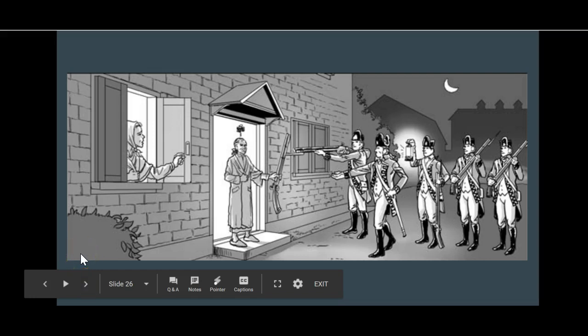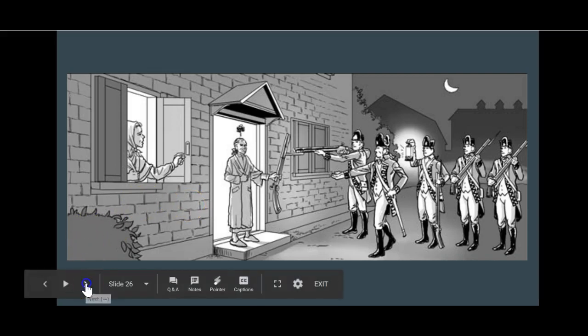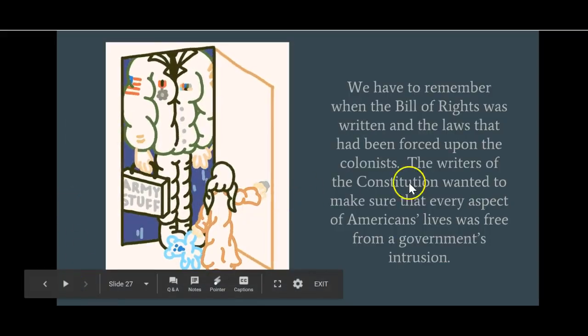All right, so this is the same graphic that I used in first semester when we were learning about the Intolerable Acts, just to give you an idea that colonists had to allow British soldiers into their houses, even in the middle of the night. And that really isn't going to happen anymore.